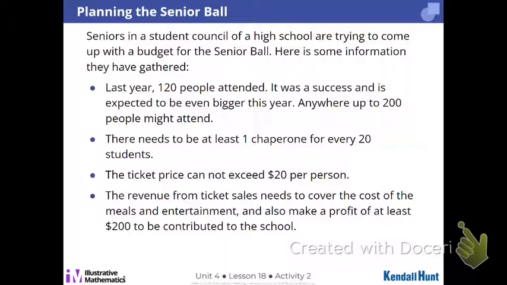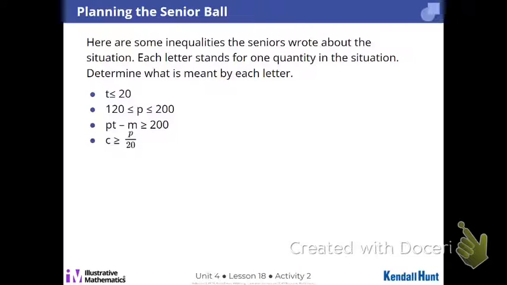So looking back at our situation, here's our 4 constraints, right? In your packet. So going here, who can make sense of this first bullet point for me? What's going on there? What is T? Why is it less than or equal to 20? Zeph, what's going on? So T is the cost of the tickets, because in our information, the ticket price can't exceed $20. Yes, I'm going to write ticket price.